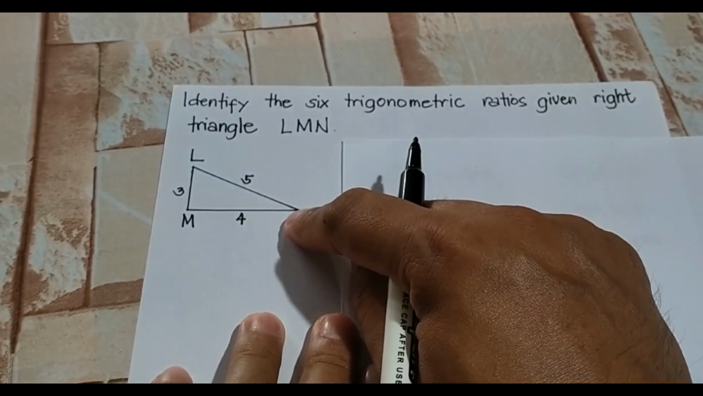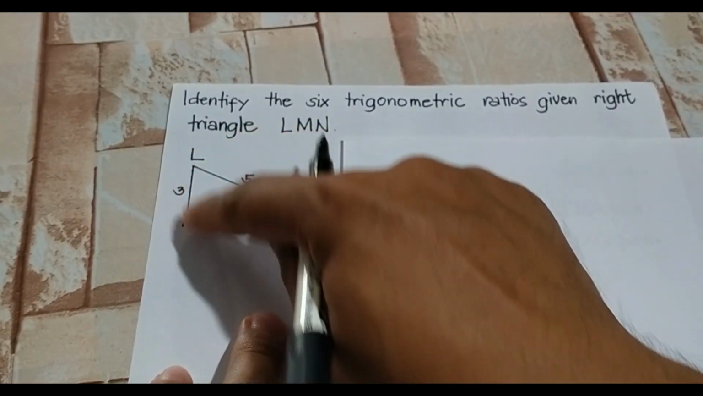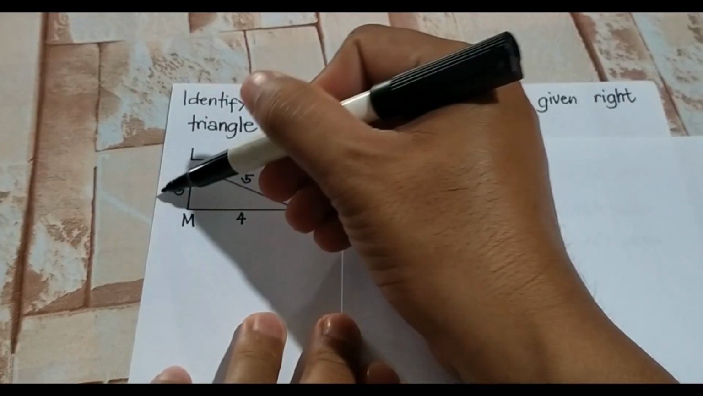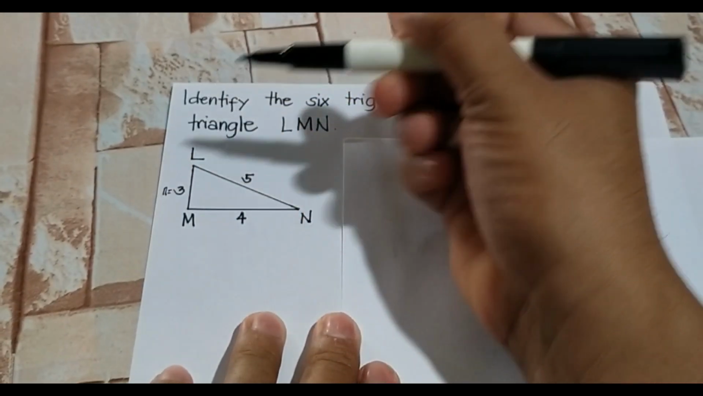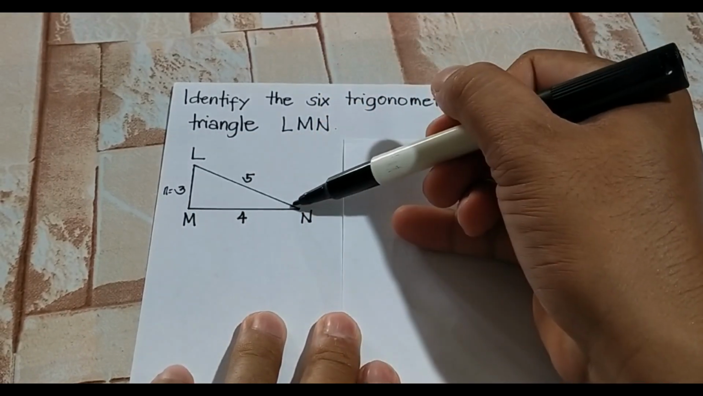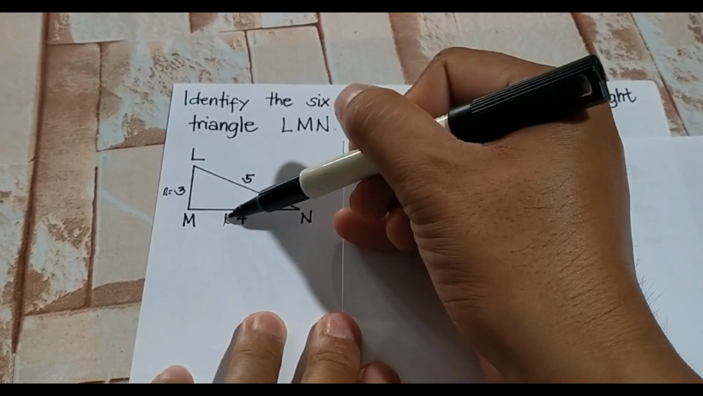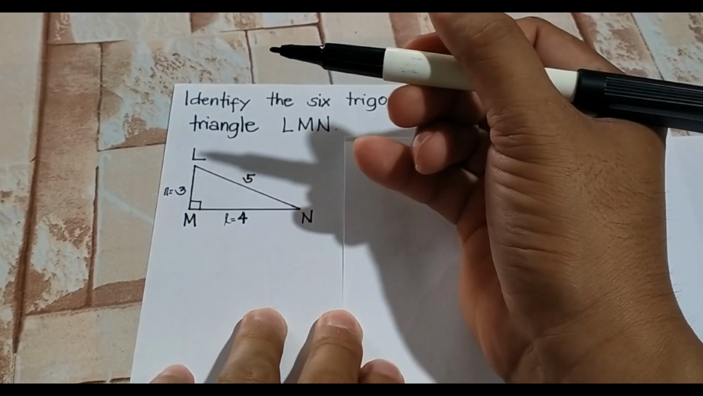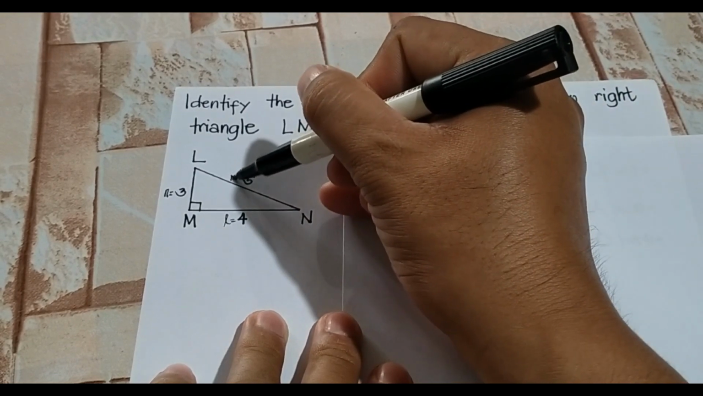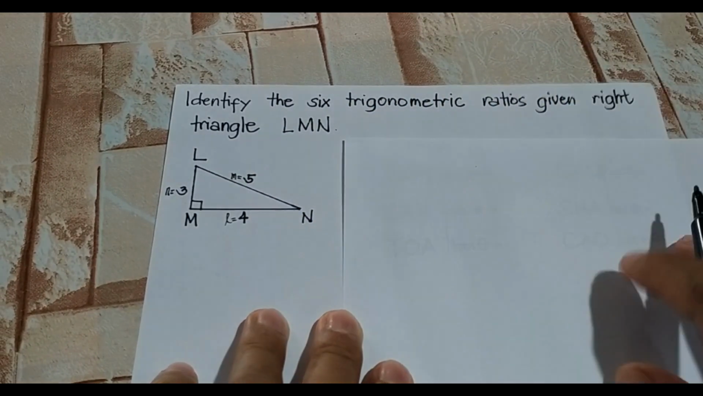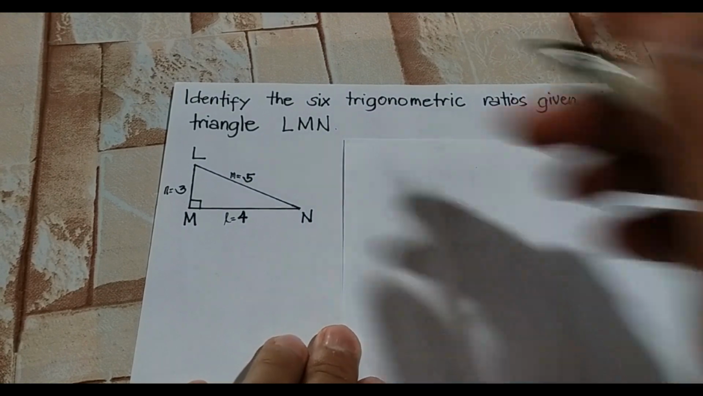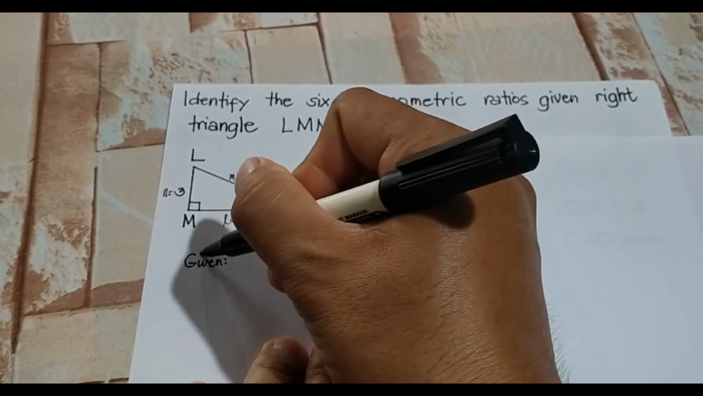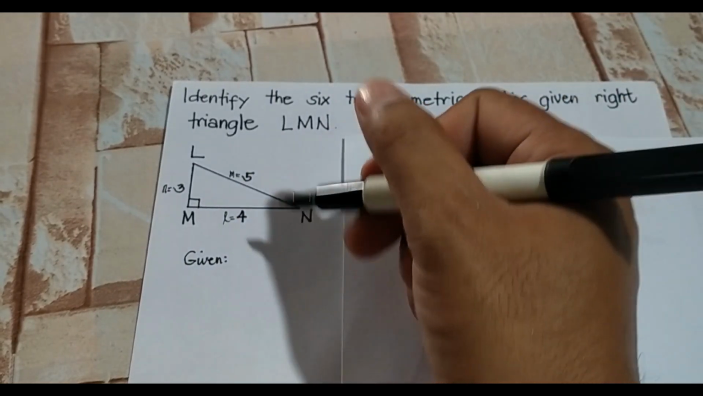In this illustration, we have triangle L, M, N, with the given that this side, side N, is equal to 3. And we also have side L equals 4, and of course our hypotenuse, the side opposite the right angle, which is side M, is equal to 5 units. Again, from the given, let us just write the given for us to get the values easily.